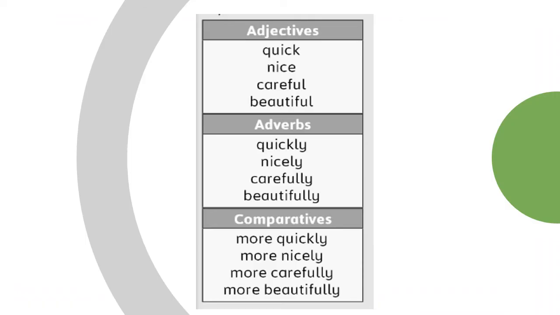Look here, we have adjectives: quick, nice, careful, beautiful. Adverbs like quickly, nicely, carefully, and beautifully. In case of comparative form, we use more quickly, more nicely, more carefully, more beautifully.